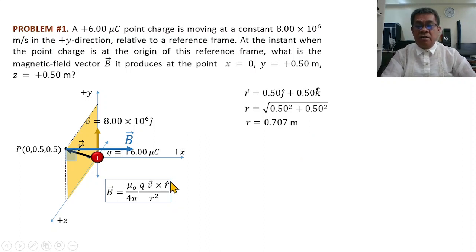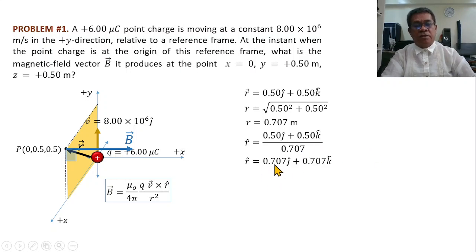Okay, so again, we need the unit vector. The unit vector now is the result if we divide this position vector by its magnitude. So 0.5 j hat plus 0.5 k hat, divide everything by 0.707. The result is 0.707 j hat plus 0.707 k hat. This is our unit vector. Remember, a unit vector is a vector whose magnitude is 1. So if you want to verify, square 0.707, square 0.707, then add, take the square root. The result is approximately equal to 1. So therefore, this is our unit vector.